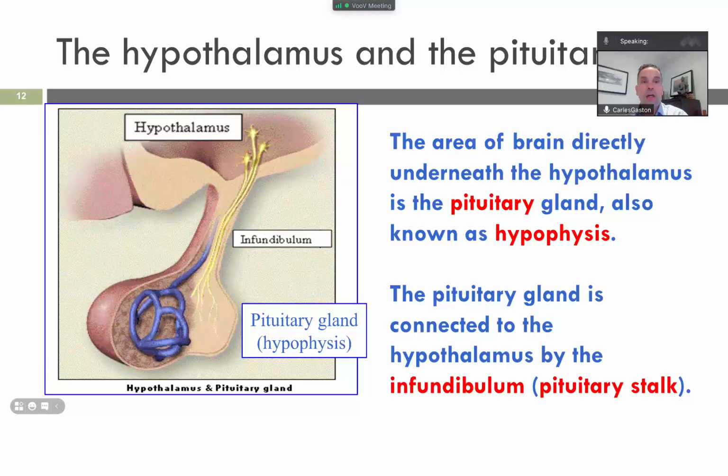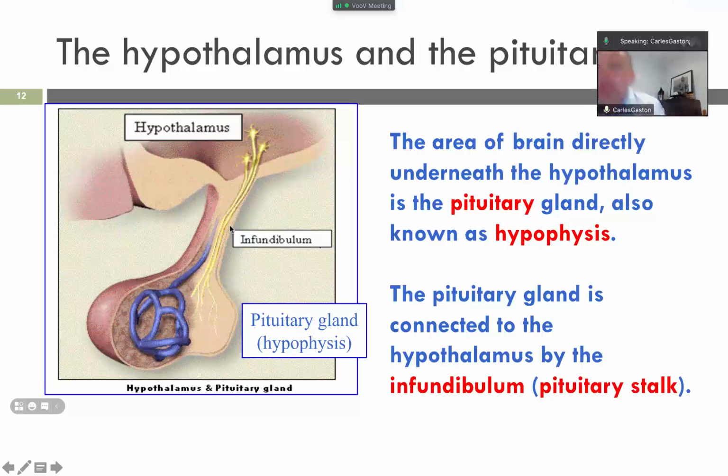So, the hypothalamus and the pituitary. The area of the brain directly underneath the hypothalamus is known as the pituitary gland. We can see here in this drawing the hypothalamus, and just underneath it the infundibulum, which makes contact with the hypothalamus, and then we have the pituitary gland, which has two lobes, the anterior lobe and the posterior lobe. The pituitary gland is also known as the hypophysis. The pituitary gland is connected to the hypothalamus through the infundibulum, or pituitary stalk.